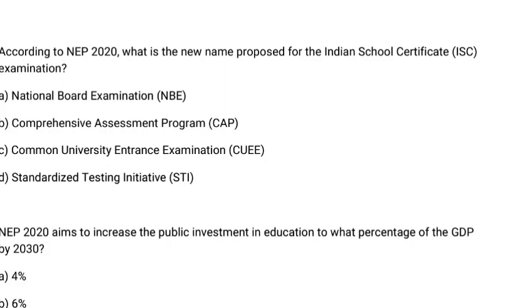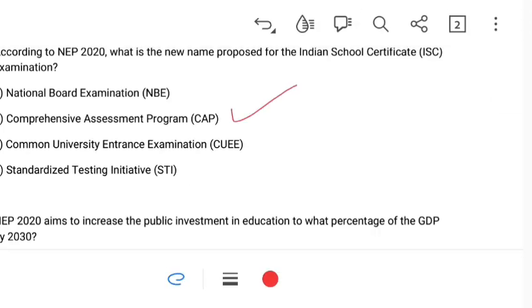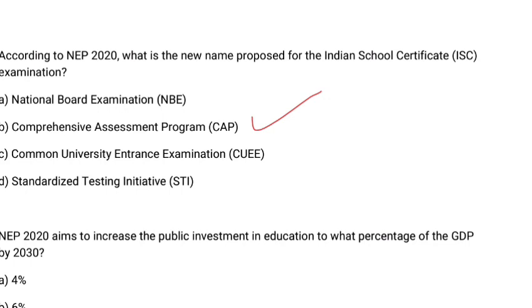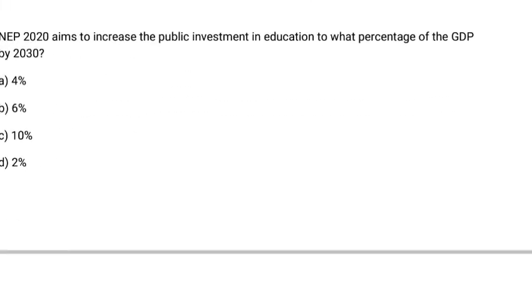Next, according to NEP 2020, what is the new name proposed for the Indian School Certificate, ISC, examination? Okay, it will be Comprehensive Assessment Program, in short CAP. Then, NEP 2020 aims to increase the public investment in education to what percentage of the GDP? 4, 6, 10, 2. It will be 6%.